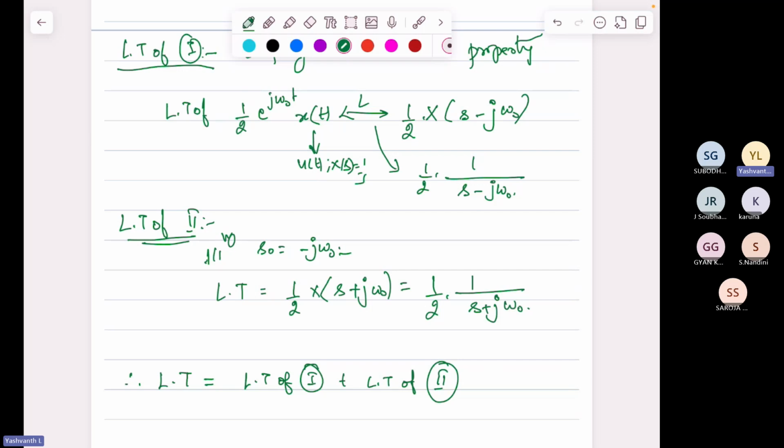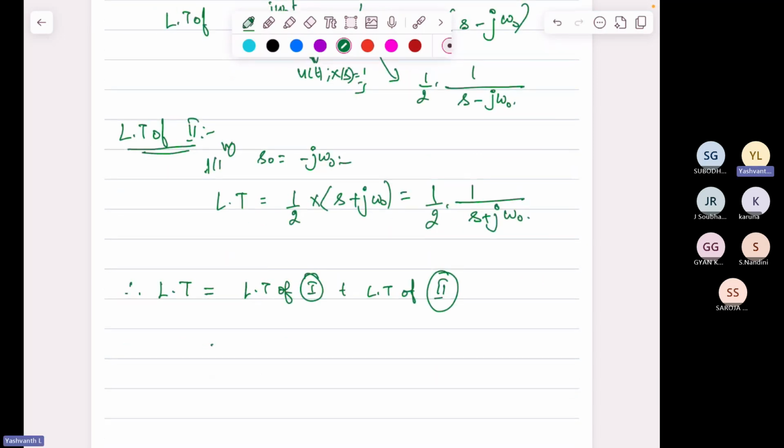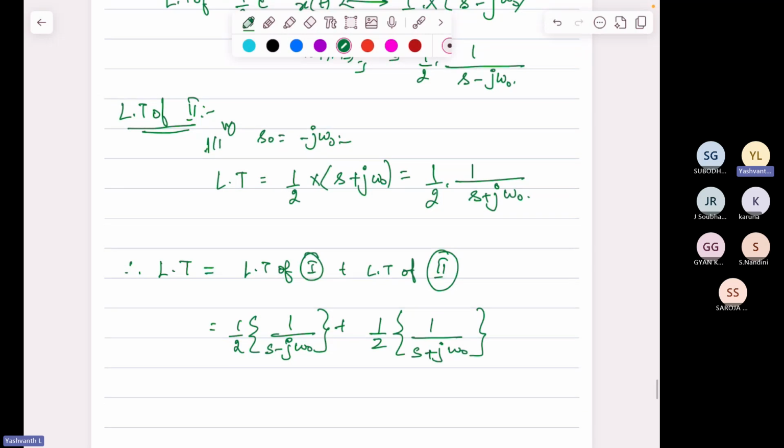So if you essentially compute these, half of 1/(s − jω₀) plus half of 1/(s + jω₀), if you take the conjugate and rationalize the denominators and do all this stuff, you can show that this simplifies to s/(s² + ω₀²), with ROC again being a positive right-sided ROC. That is the Laplace transform of cos(ω₀t) times u(t).